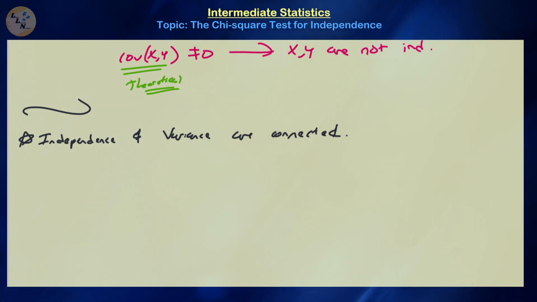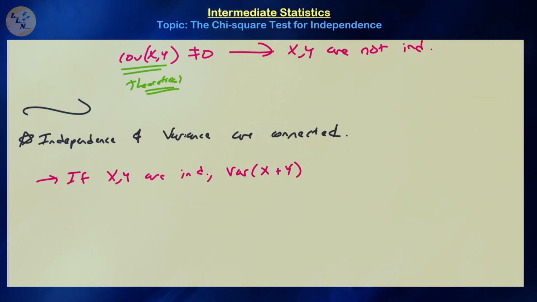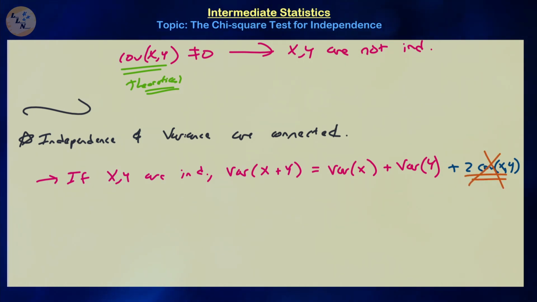Also keep in mind, if x and y are independent, then a lot of properties are very nice, for example, the variance. If x and y are independent, then the variance of x plus y is just going to be equal to the variance of x plus the variance of y. And that's because the 2 covariance of x and y term actually doesn't exist, because if they're independent, that term is equal to 0. Right? So what is the difference between these two expressions, in particular the left and the right?